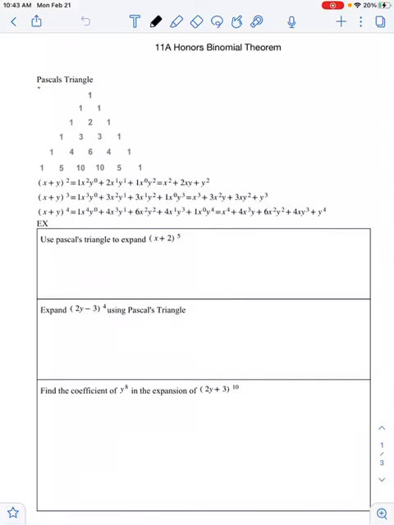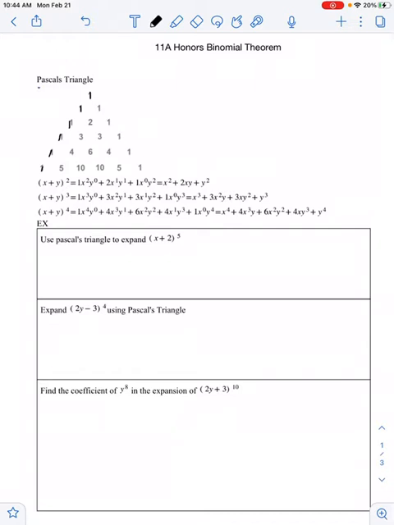This is the 11A Honors Binomial Theorem video. It's all based off of what's called Pascal's triangle, and there's a pattern to how to build it. So you always have the ones on the outside going down.